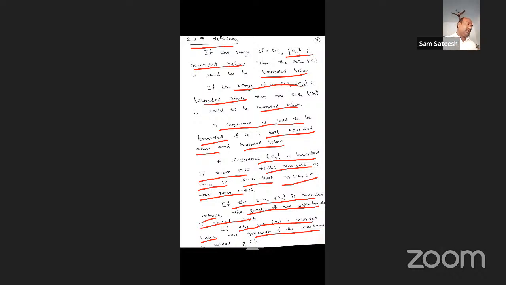We can take two examples and I will explain this one. What is bounded below? What is bounded above? What does bounded mean? What does least upper bound mean? What does greatest lower bound mean? In the next page. This is all definitions. Here I'm taking an example.